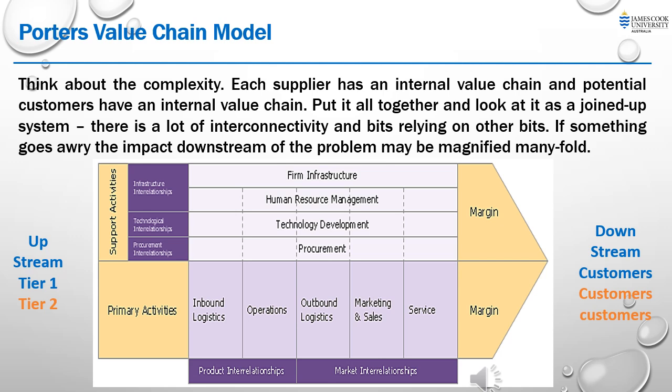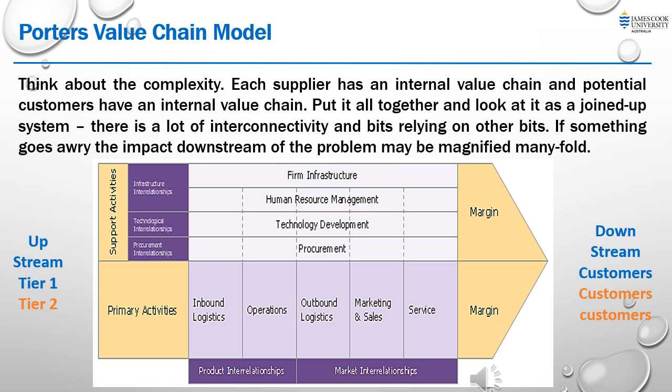As you can see, the suppliers have their own internal value chain, and potential customers have their internal value chain, and all of these are joined together. So if any part of this supply chain or value chain goes wrong, the impact on the downstream is actually significant. So it's very, very important that we understand that.